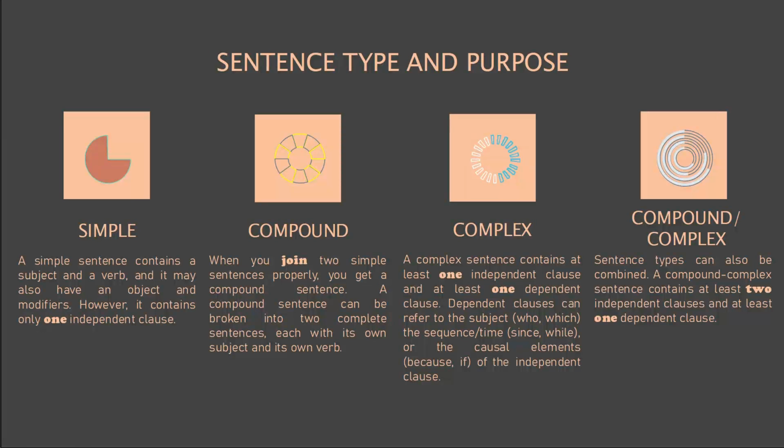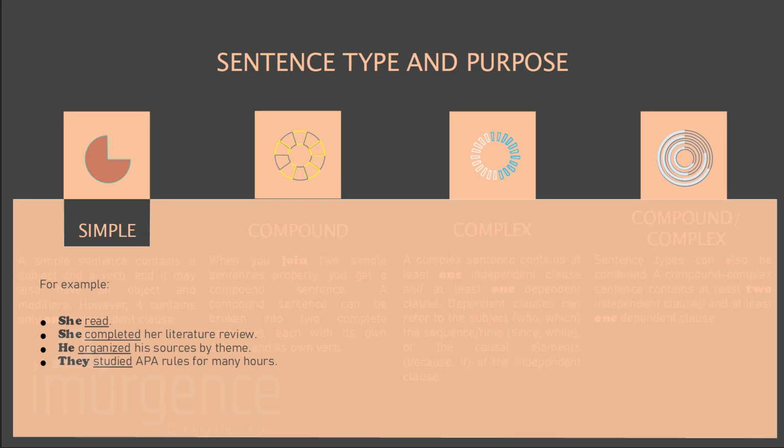A simple sentence can be defined as a sentence that contains a subject and a verb, and it might also have an object and modifiers. However, it contains only one independent clause. For example: she completed her literature review. He organized his sources by theme. They studied APA rules for many hours.